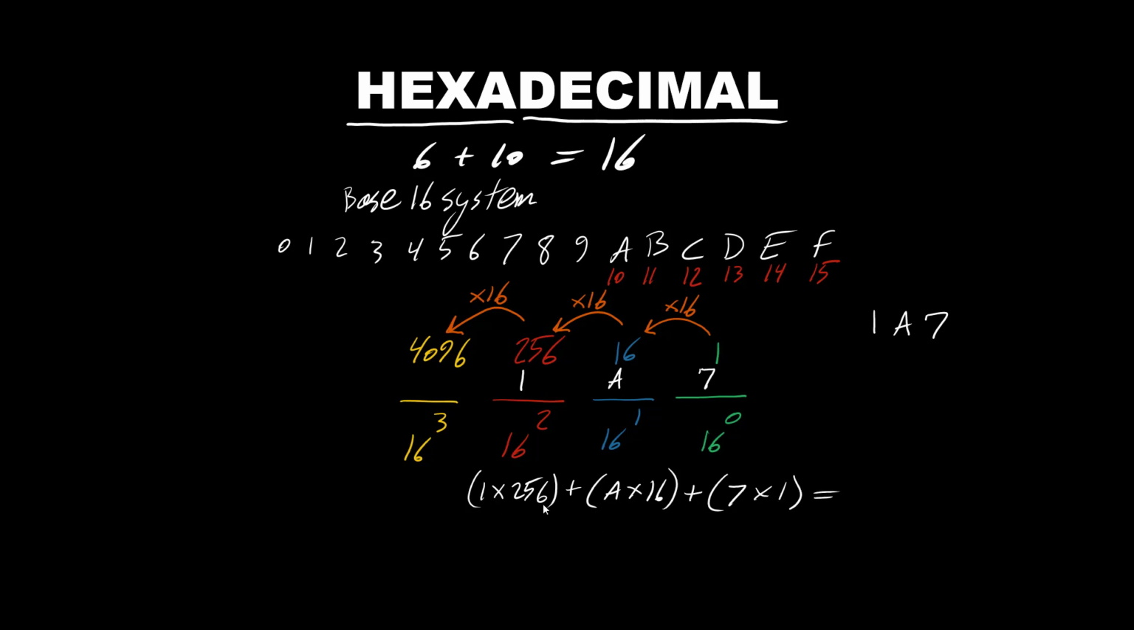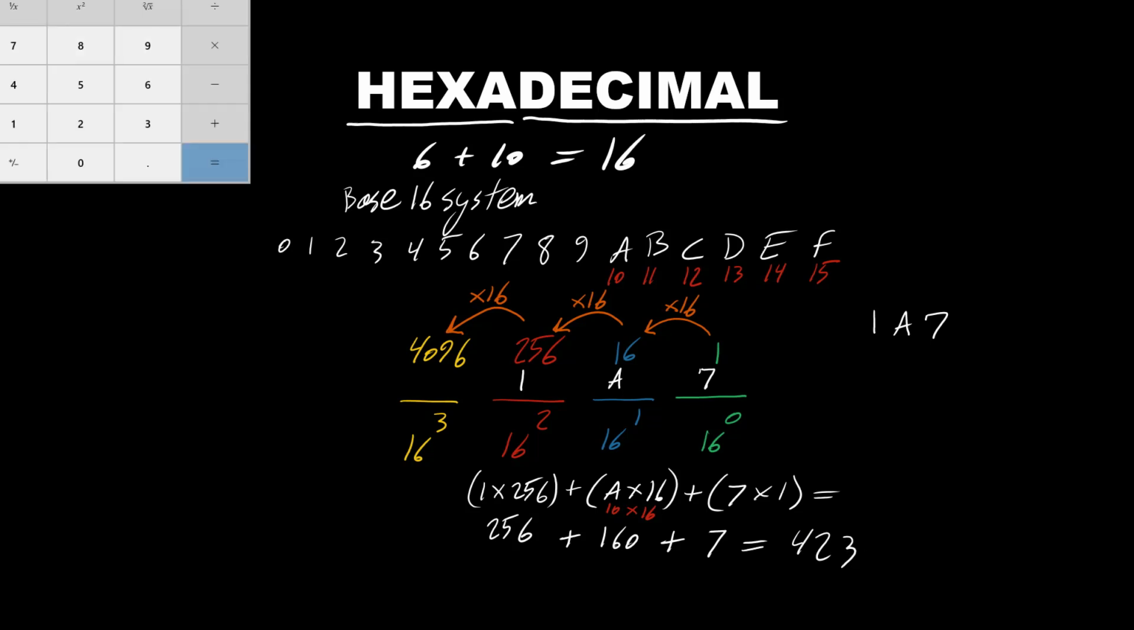So 1 times 256 is 256 plus A times 16. What is A? So here, as we can see, A is 10, right? So let's write 10 here times 16, which gives us 160, plus 7 times 1 is 7. And it gives us 423 in decimal number system.